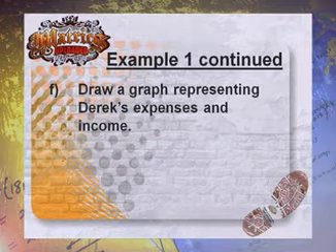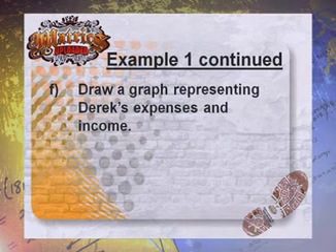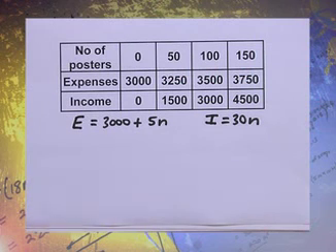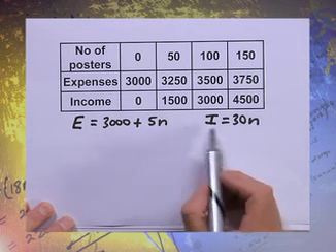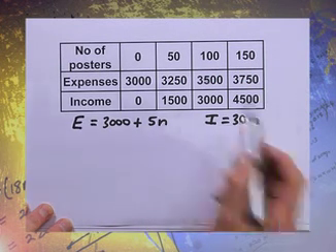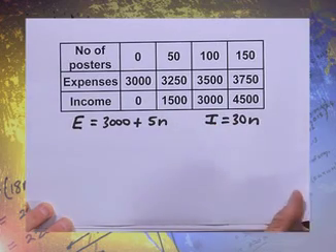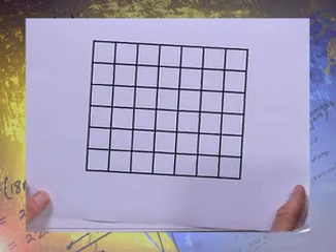At the slide, we've got: draw a graph representing Derek's expenses and income. Okay, let's have a look at a sheet of paper. We've got the equations here. Very easy to do. Have a look here. Okay, we've got the expense equation and the income equation, and we want to represent all of this on graph paper. Okay, here we go. I'm going to bring in a graph sheet here, and let's have a look. A wonderful little graph paper here.